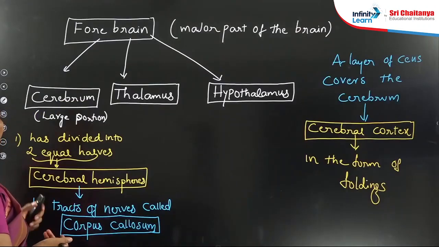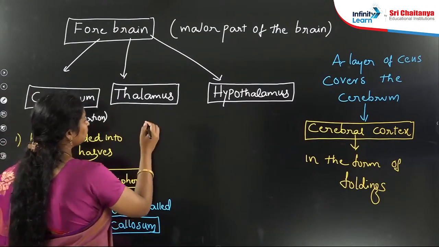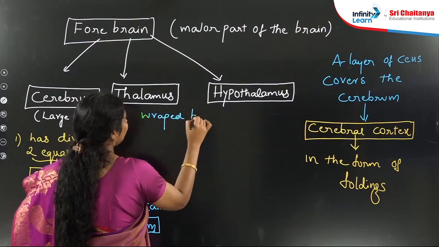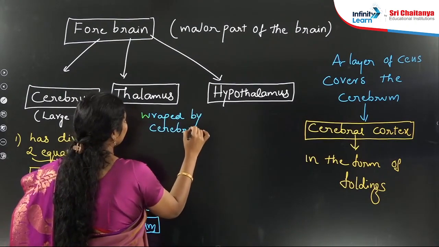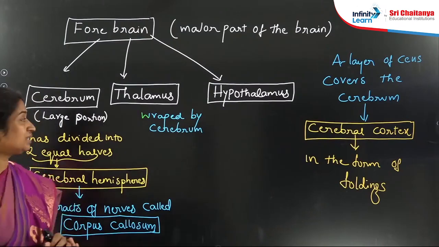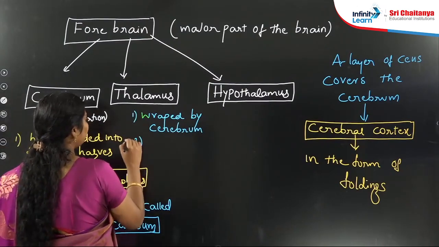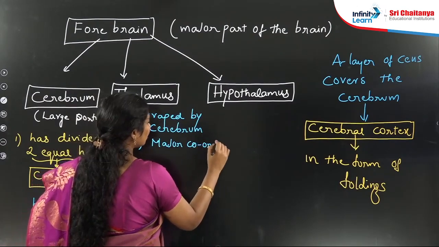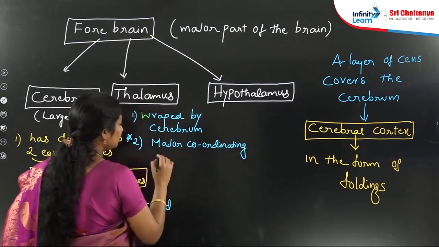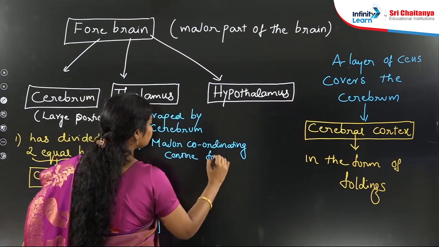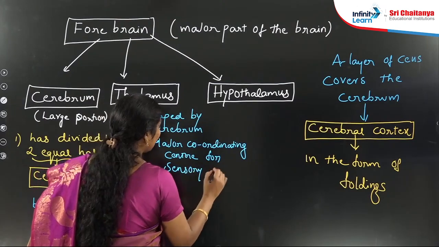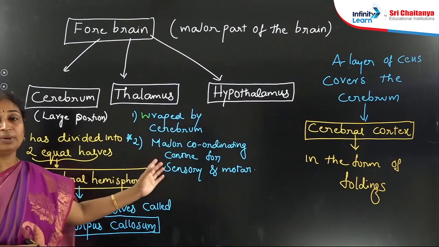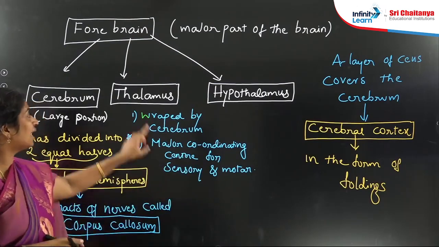Next one is the thalamus. What is the thalamus? A structure which is wrapped by the cerebrum is known as the thalamus. And what is the role of this thalamus? Very, very important point. The thalamus acts as a major coordinating center for sensory and motor impulses. So which of the following structures of the brain acts as a major coordinating center for sensory and motor impulses? The answer is the thalamus.